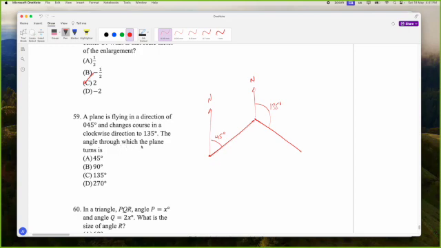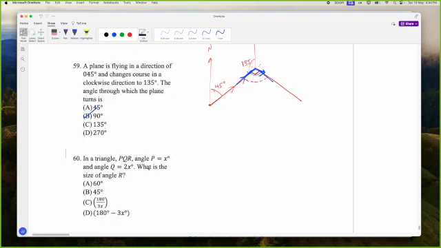The angle through which the plane turns is, I think I read the question wrong. A plane is flying in a direction of 45 degrees, yes. It changes course, so this is where it would continue, 45 degrees, but it changes course in a clockwise direction to 135. If you're looking at it from the perspective of the plane, and you turn, then it is a 90-degree angle you're making. So I'll go with B for that one.